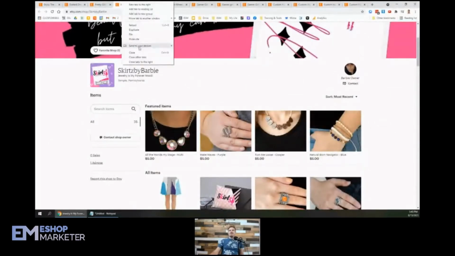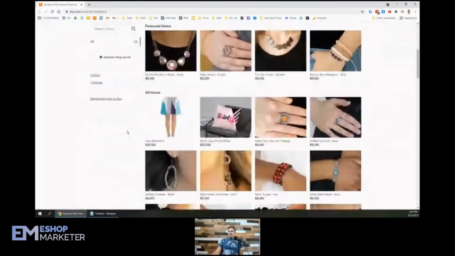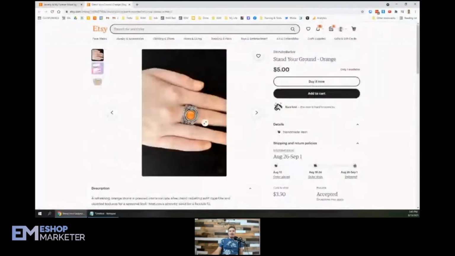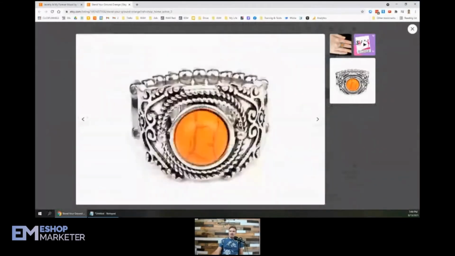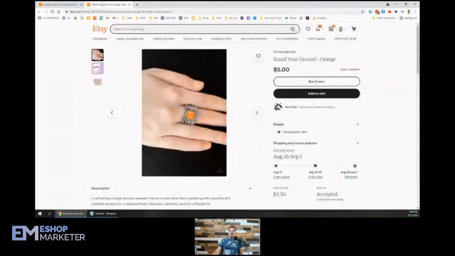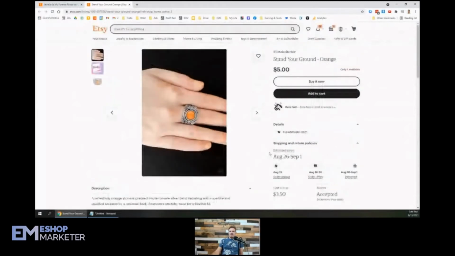Okay. Let's see here. All the words, stand your ground. So this one, I would recommend adding keywords about what this is, because stand your ground orange doesn't really describe this ring. So I would say orange silver ring, and come up with keywords to describe that ring, because you don't have the word ring in the keyword up here at all. So that's definitely going to affect you.